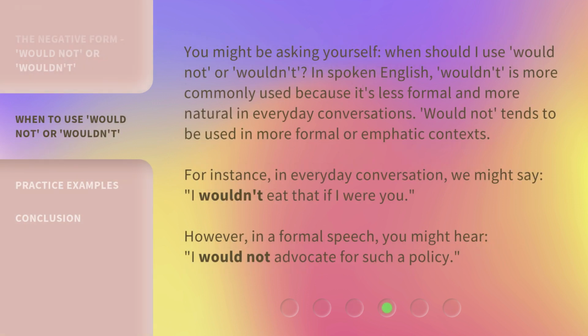You might be asking yourself, when should I use would not or wouldn't? In spoken English, wouldn't is more commonly used because it's less formal and more natural in everyday conversations. Would not tends to be used in more formal or emphatic contexts. For instance, in everyday conversation, we might say, I wouldn't eat that if I were you. However, in a formal speech, you might hear, I would not advocate for such a policy.